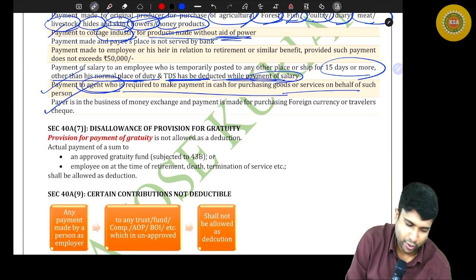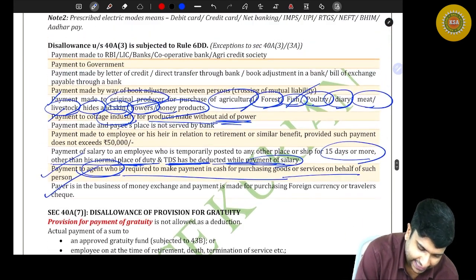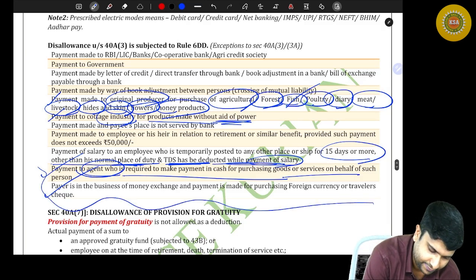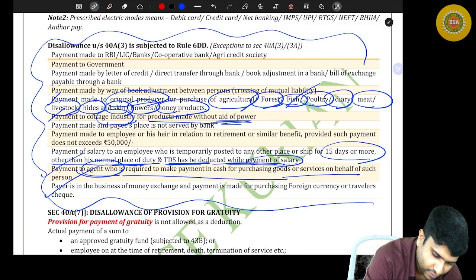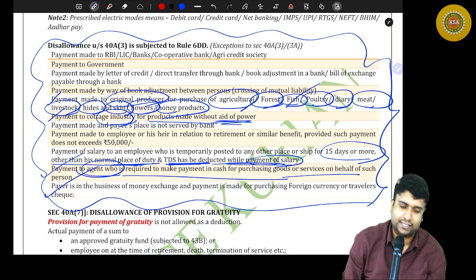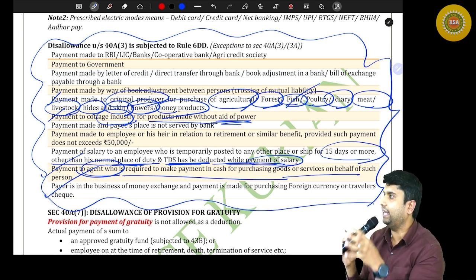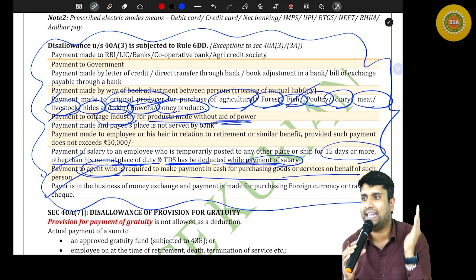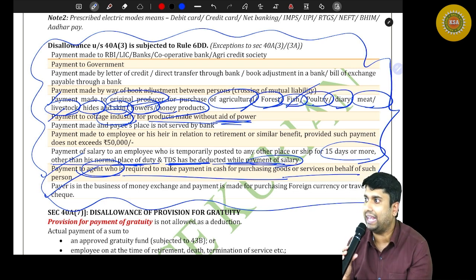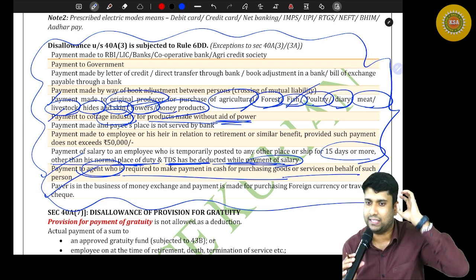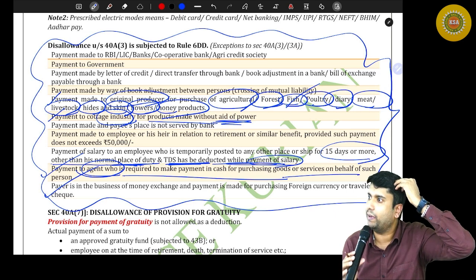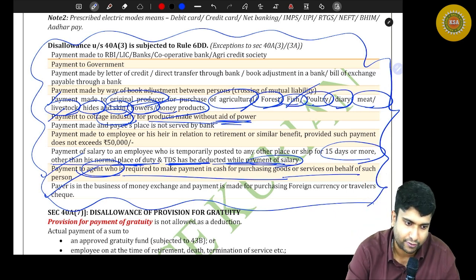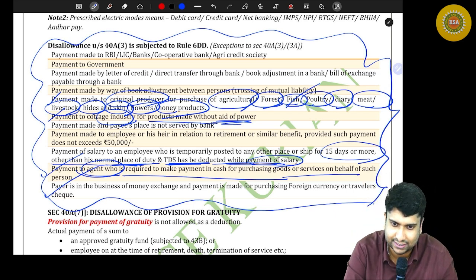So, moving on to the next point, friends. Rule 6DD. What is the speciality of rule 6DD? It provides exceptions to section 40A(3) or 40A(3A). That means you can make the payment. No problem. There won't be any disallowances if you are covered under rule 6DD. I hope it is clear.